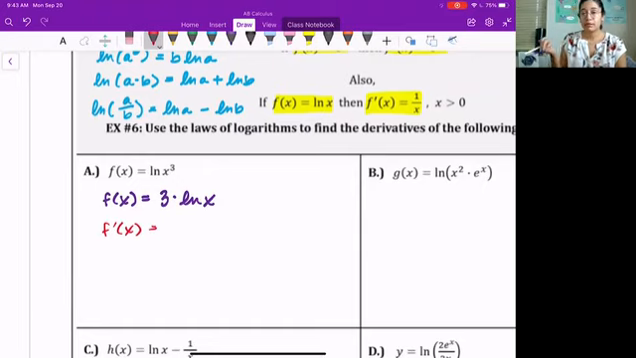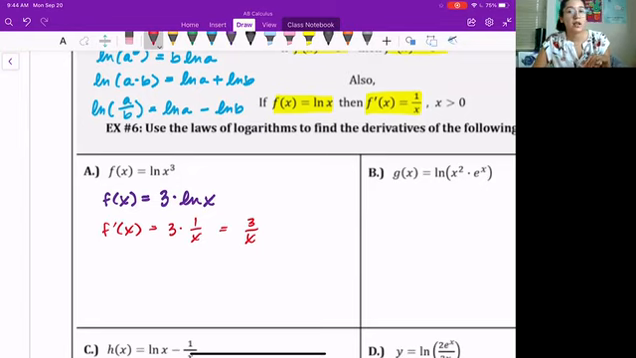Okay, this 3 is being multiplied. It needs to stick around. So I'm going to have 3 times, and the derivative of natural log of x is 1 over x. So this would be 3 over x. Okay, be careful here. It's a common mistake to say, oh, well, the derivative of 3 is 0, so it's just natural log of x. If it was 3 plus natural log of x, then yeah, it would be 1 over x. But this is 3 times, so that 3 needs to stick around and be multiplied.